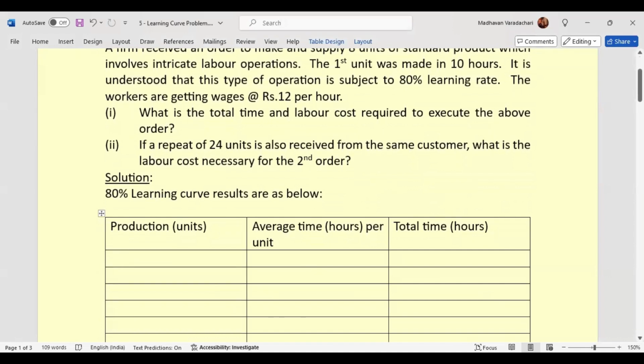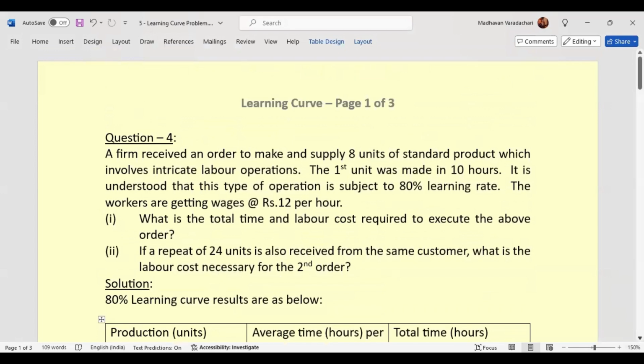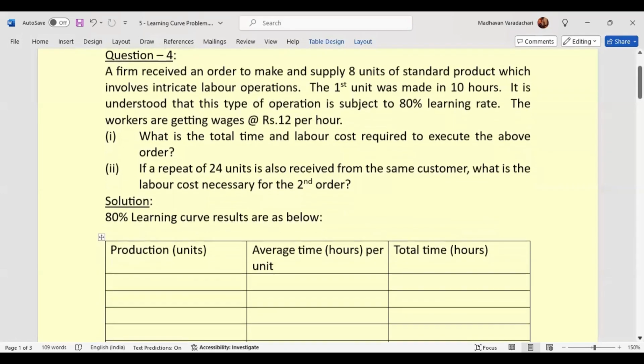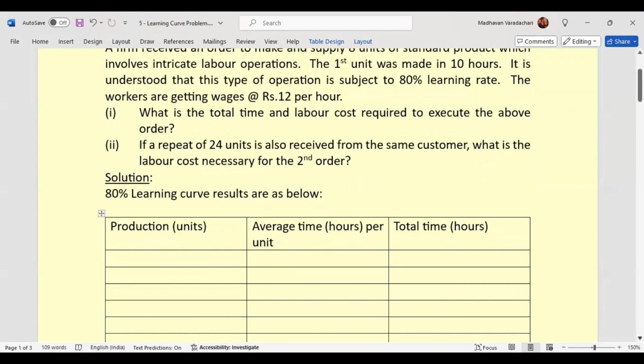Since 8 and 24 are there, we will go like that. We will jump by doubling. First, we will consider 1 unit. The question said that the first unit was made in 10 hours. So the average time is 10. Total time is 1 into 10. It will be 10 only.